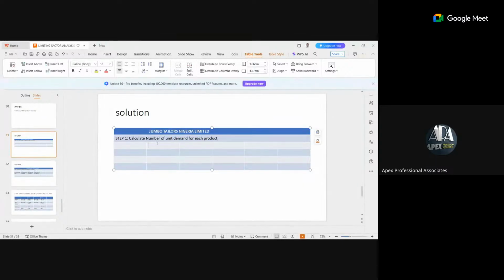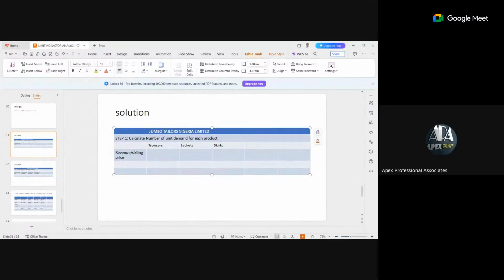Now, the products, we have trousers, we have jackets, we have skirts. Now, the revenue, for you to know the number of units for each product, it will be your revenue divided by what? By your selling price. Revenue divided by your selling price. For trouser, the revenue is what? 8,250,000. The selling price is what? It's 3,300. Is in the question.